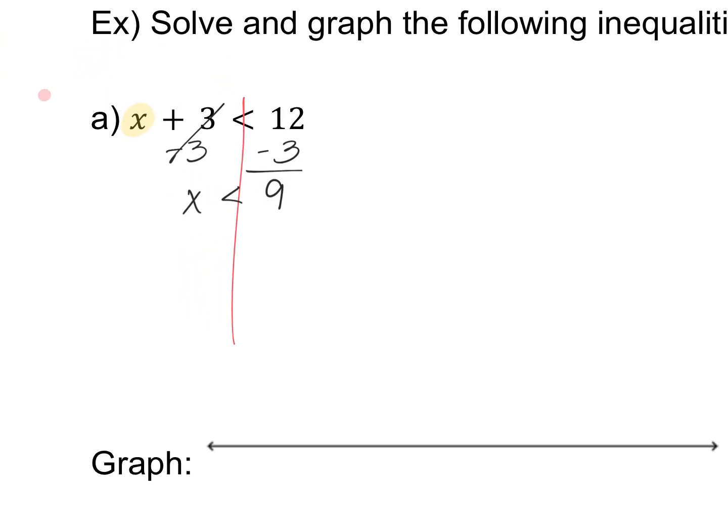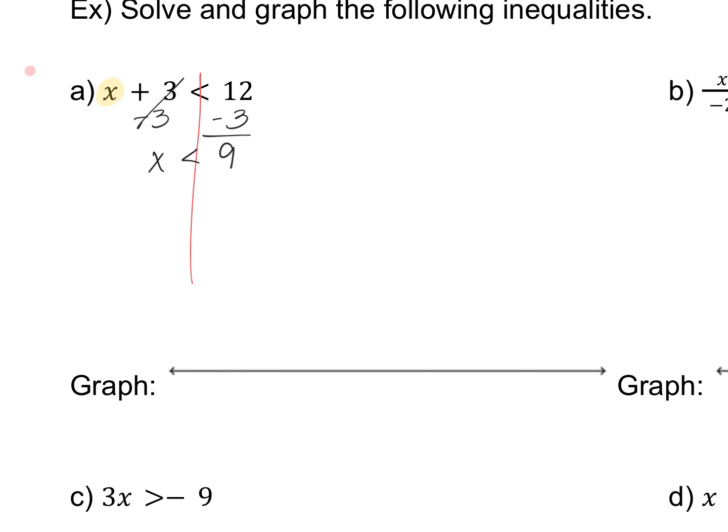All right, so now we need to graph that. Let's put 9 in the middle, then go 1 above and 1 below. x is less than 9, so that will be an open dot, and less than will be going to the right. So that's what your graph will look like.